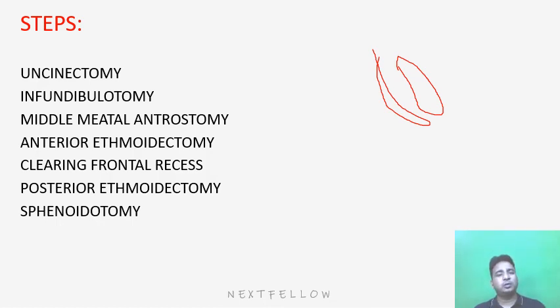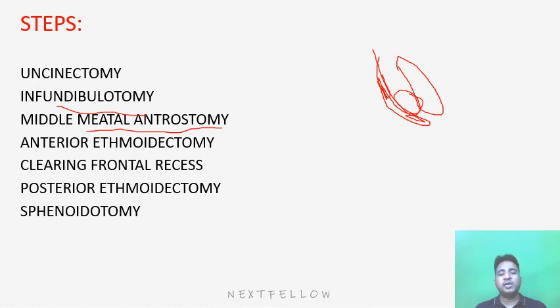It has got two parts, the horizontal part and the vertical part. So we have to remove this uncinate process. That will lead to opening up of the infundibulum, which is known as infundibulotomy. And then we can go further looking for the maxillary sinus ostium. So we will do the middle meatal antrostomy, that is the opening of the maxillary sinus into the middle meatus.